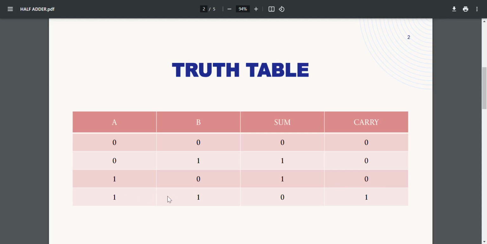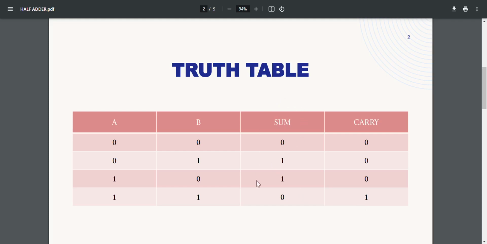When we add 1 plus 1, here mind it, we are adding binary bits, so 1 plus 1 in binary is 10 because we cannot write 2 in binary, so we write 10 for 2 in binary. So the sum is 0, which is the least significant bit in the 10, and the carry is 1. So 1 plus 1 gives us carry as 1 and sum as 0.